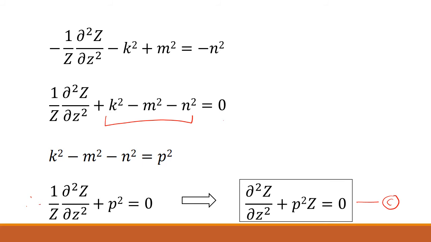If you see over here, this p squared is only the combination of all these constants. So k squared is a constant which is from the Helmholtz equation. This m is our separation constant. n squared is also a separation constant, but this p squared is not a separation constant. It is only the combination of all constants. For simplification, we take this constant like this. So there are only two separation constants.